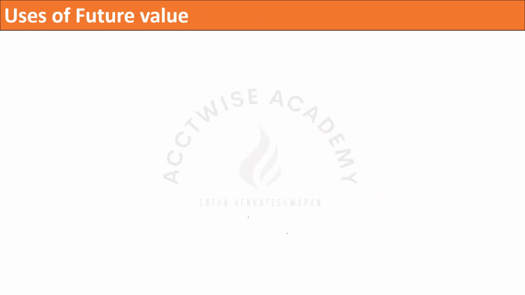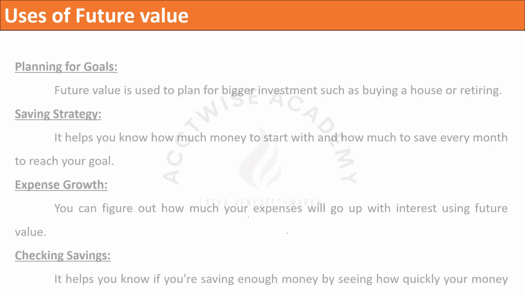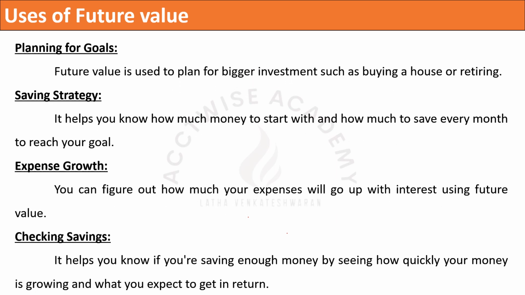Uses of future value. Let us now see each use of the future value with an example. First is planning for goals. Future value is used to plan for bigger investments such as retirement or buying a house. Next is saving strategy. It helps you know how much money to start with and how much to save every month to reach your goal.